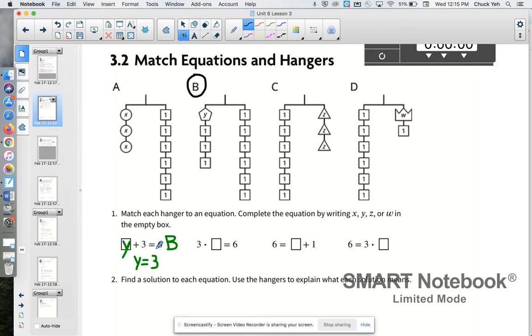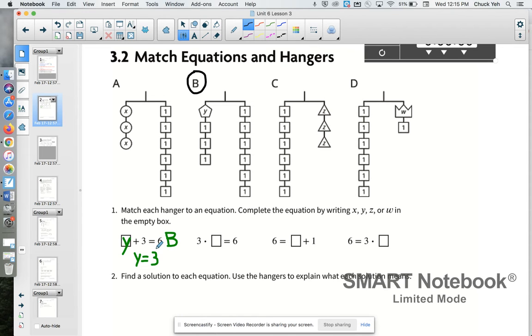All right. All you have to do is, if you're doing this in your notebook, just write 3.2 number 1 and write down these 4 equations, and then kind of do what I did. Plug in a variable, tell me what hanger it is, and then find the solution. Go ahead and pause the video, and then once you're ready, you can unpause, and you can see what I did.